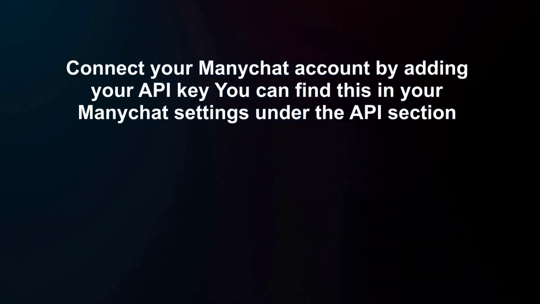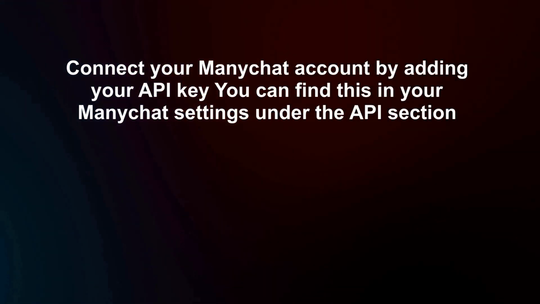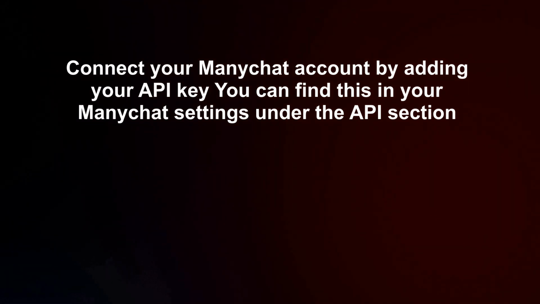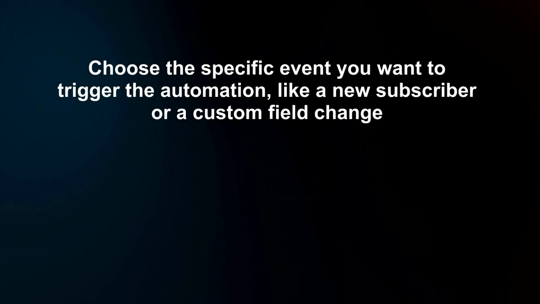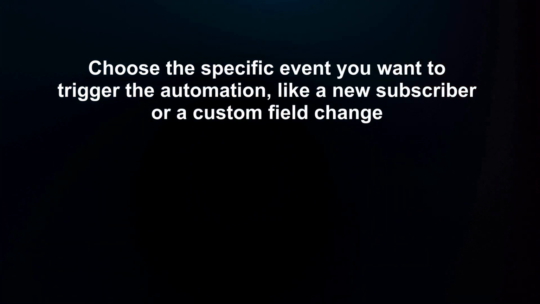Connect your Manychat account by adding your API key. You can find this in your Manychat settings under the API section. Choose the specific event you want to trigger the automation, like a new subscriber or a custom field change.